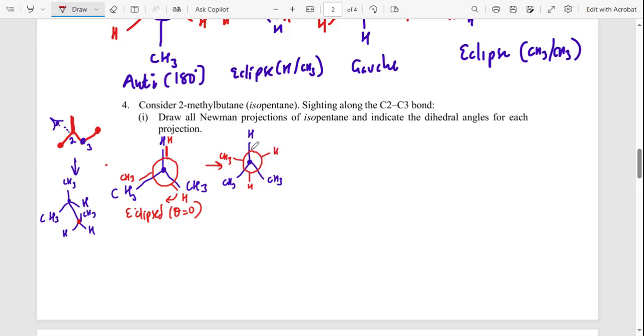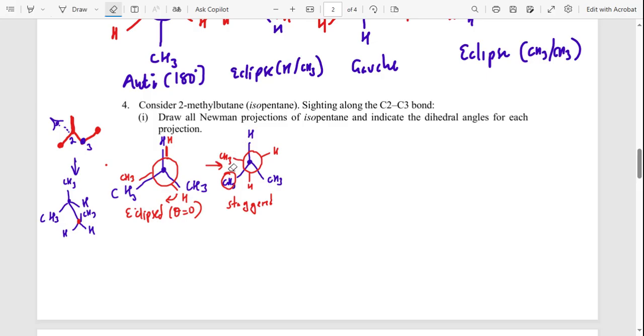So in this case, the angle between these atoms is 60 degrees, and this is known as the staggered configuration. Specifically, we can call this type of staggered configuration gauche. Why gauche? Every time you have CH3 next to CH3, we call that gauche.